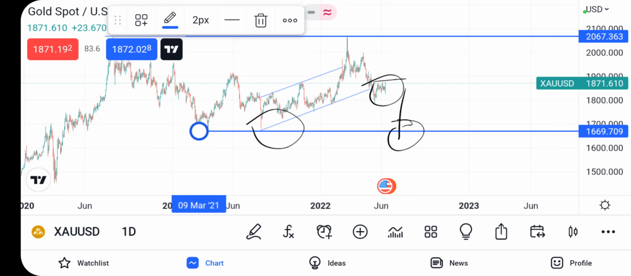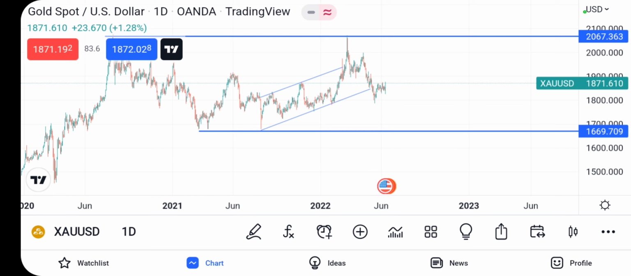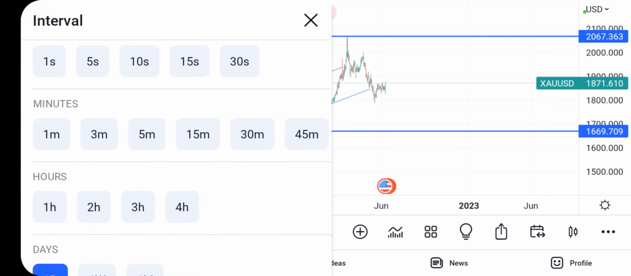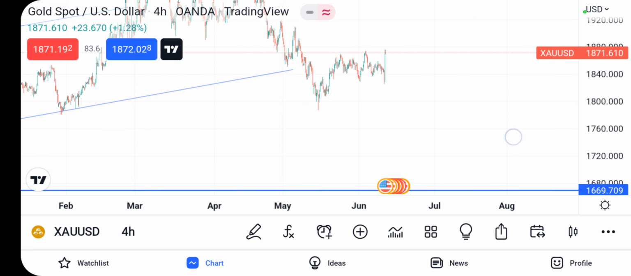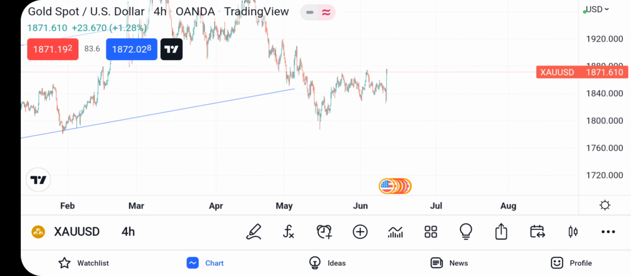Let me go straight to a 4-hour time frame so that you can see how we approach the market. Here the market breaks out of the structure. Now the market is in a nice correction. If you can see, this is an ascending channel to push the market to the downside.